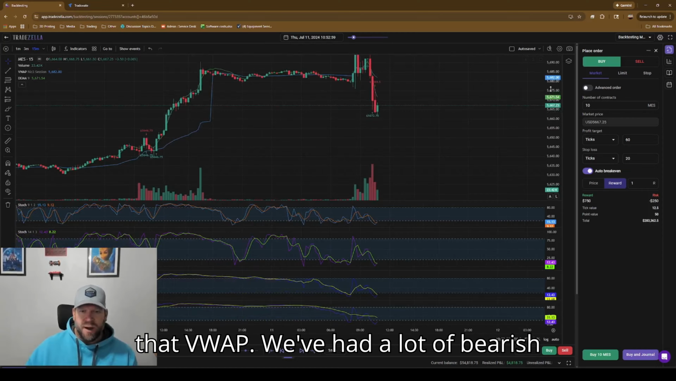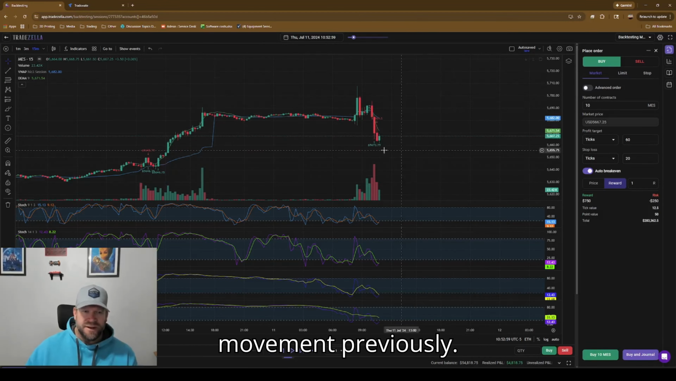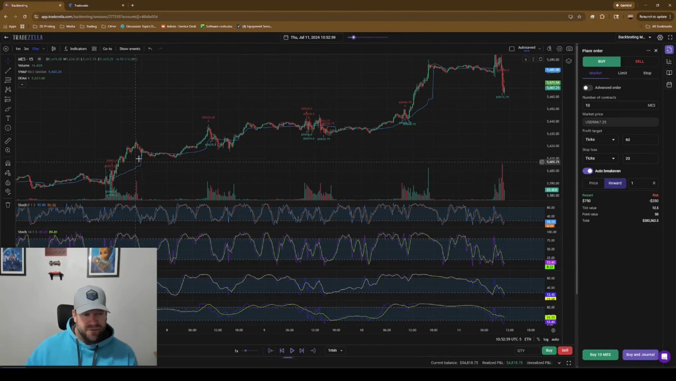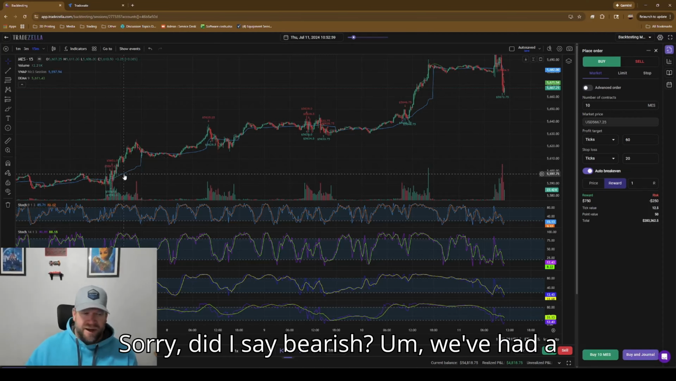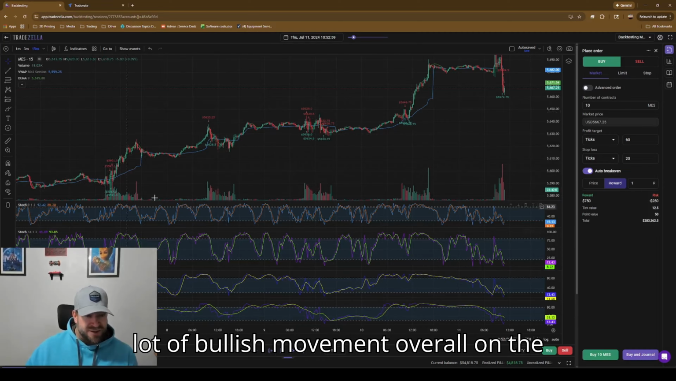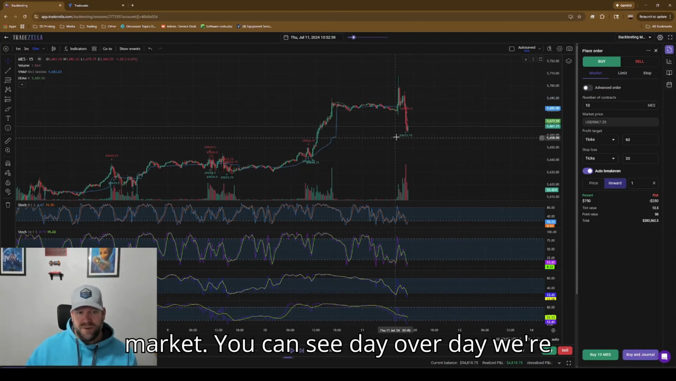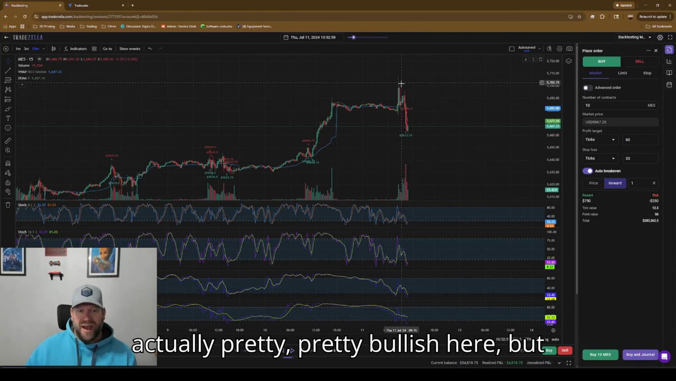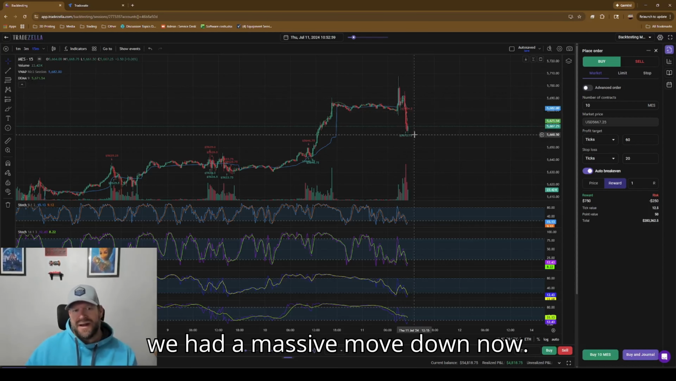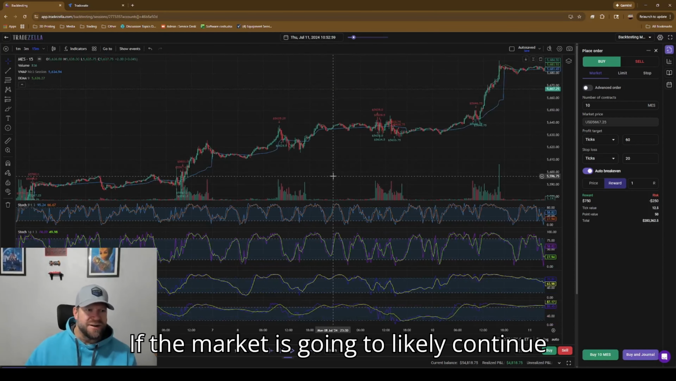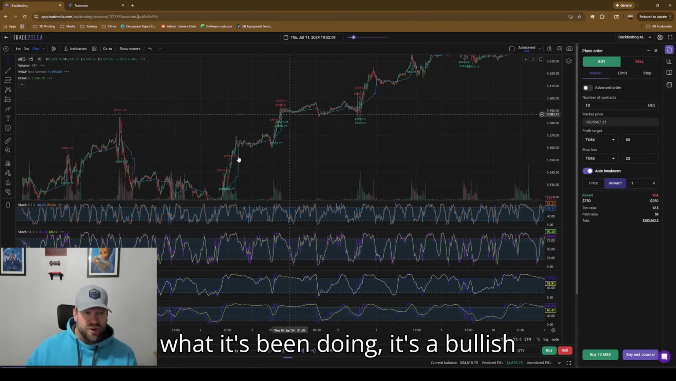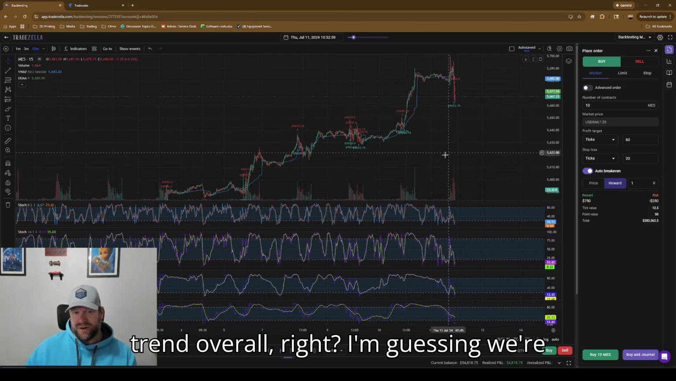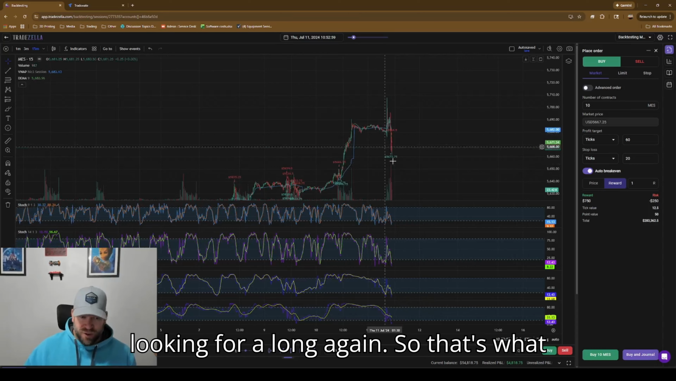Okay. So on the 15 minute, you can see we're well below that VWAP. We've had a lot of bearish movement previously. Sorry, did I say bearish? We've had a lot of bullish movement overall on the market. You can see day over day, we're actually pretty bullish here, but we had a massive move down. Now, if the market is going to likely continue what it's been doing, it's a bullish trend overall, right? I'm guessing we're looking for long again.